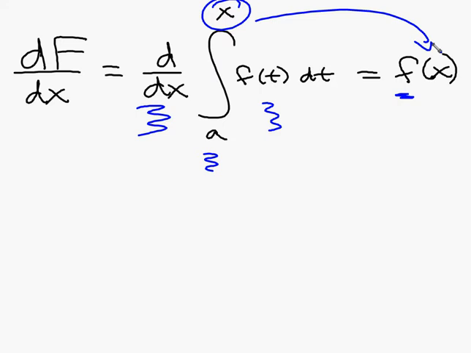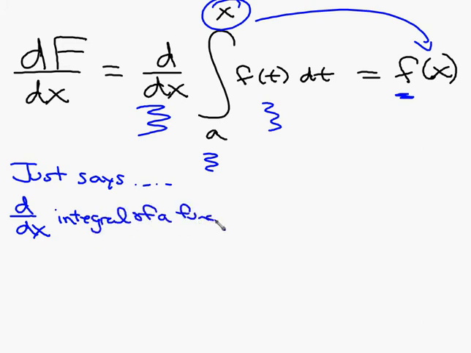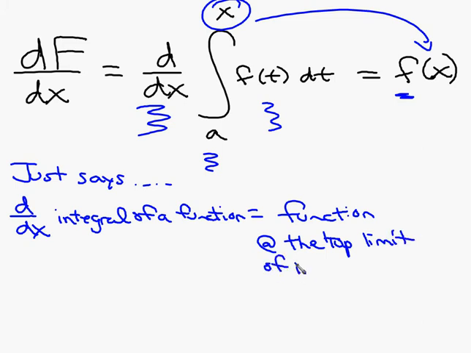All right? So in other words, let me kind of summarize this. This just says the derivative of the integral of a function is equal to the function with this little sidebar at the top limit of integration. And like I told you, that must be an x.